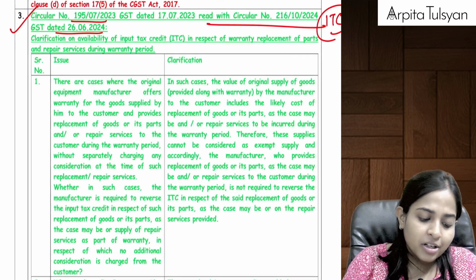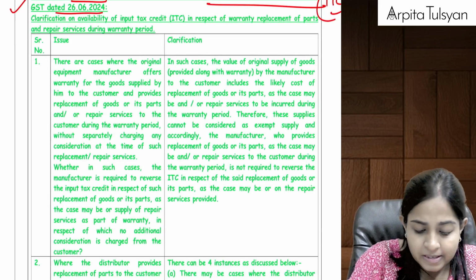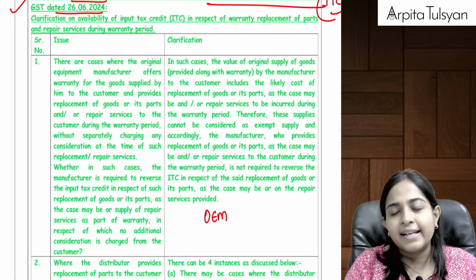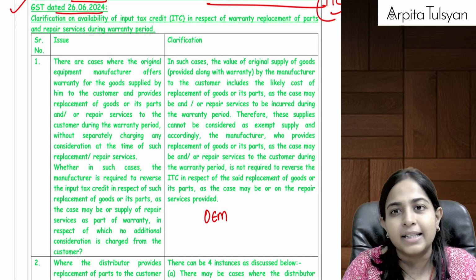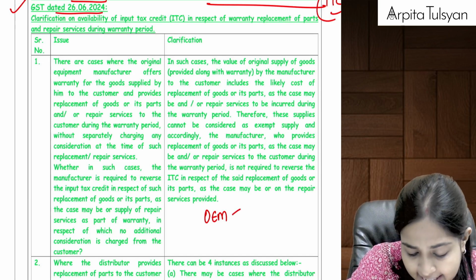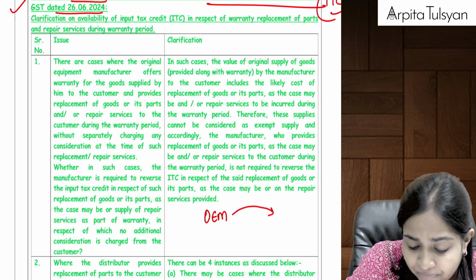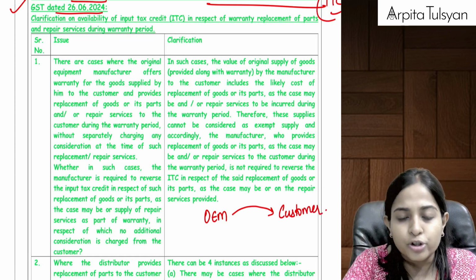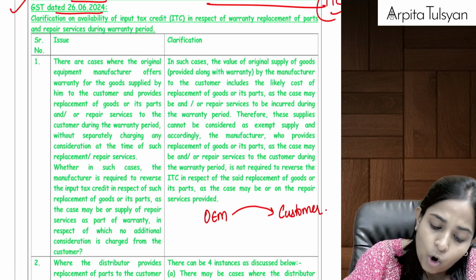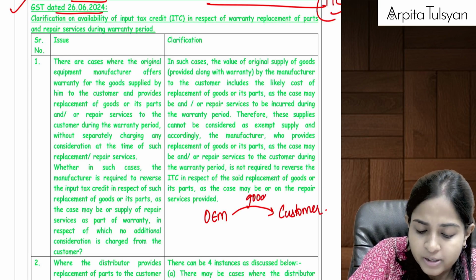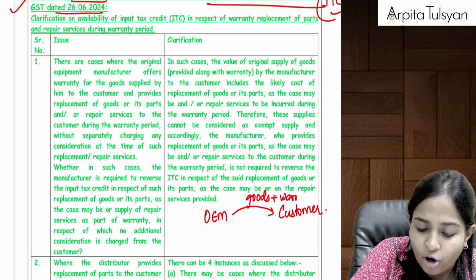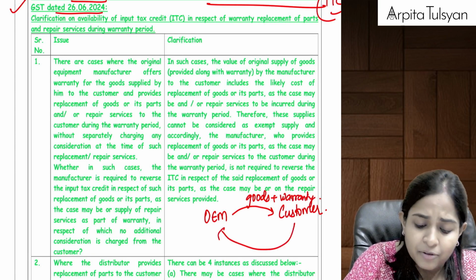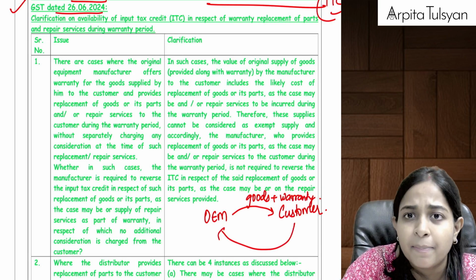So now the question arises: let's say the original equipment manufacturer, just try to understand one case, you will be able to relate it to the other cases also. Let's say the original equipment manufacturer has sold some goods to the customer, and along with the goods, it has also given some free warranty of 1 year on the goods. Can we say the customer would have paid some amount to the original equipment manufacturer?